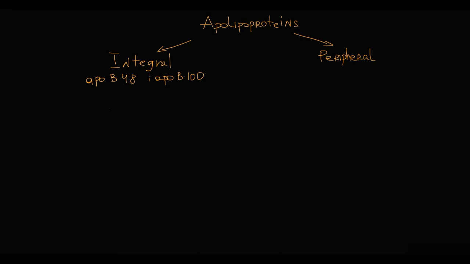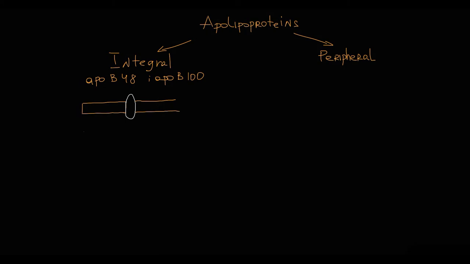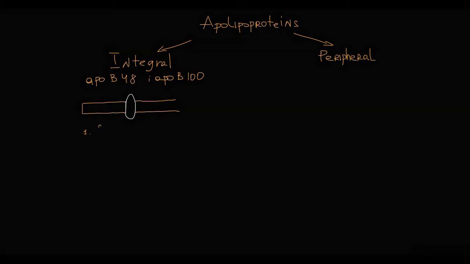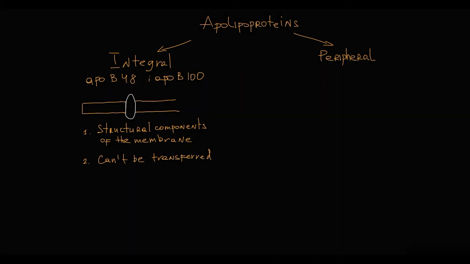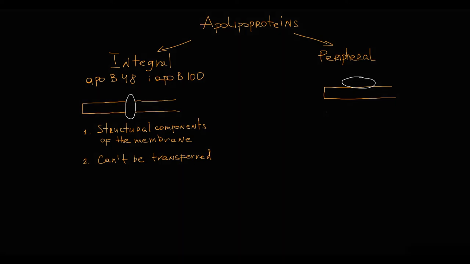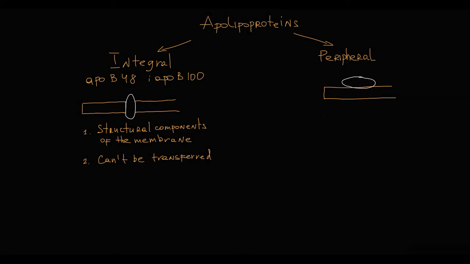They are embedded deep in the surface lipid membrane of the lipoprotein particle, and because they are located in the membrane, basically they are structural components of the membrane, and due to this reason they cannot be transferred from one lipoprotein particle to another. In contrast to this, peripheral apolipoproteins are located on the membrane, so they are peripherally applied to the membrane, and due to this reason they can be easily transferred from one lipoprotein to another.